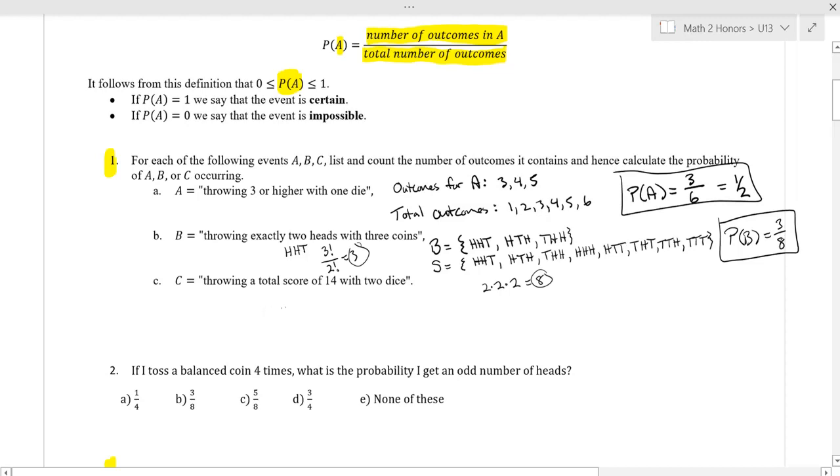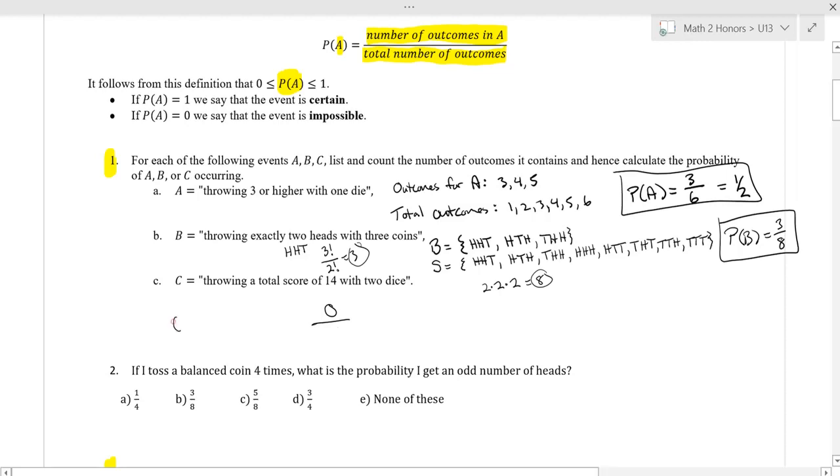Well, that's impossible if you think about it, right? The greatest sum is when you get a 6 and a 6, which would be 12. So there's no way to get 14, and so there's no possibility. If you roll 2 dice, we can list them all out, but how many different possibilities are there?